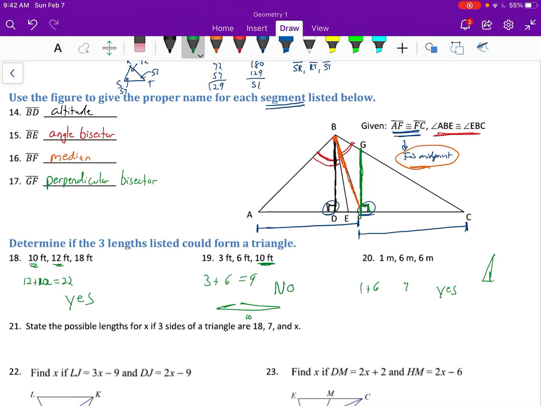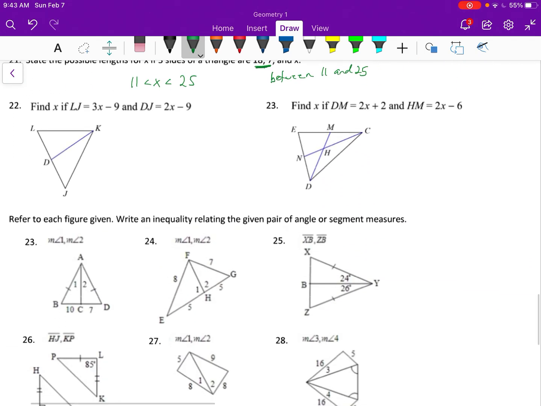All right, state the possible lengths for x if three sides of a triangle are 18, 7, and x. Well, we talked through this and worked through this when we learned it, and we then figured out a nice little way to remember this. We can put x in the middle with less than signs, and what you do is you subtract 18 minus 7 to get this side, so 18 minus 7 is 11. So 11 is less than x, and x is less than, and then you add 18 and 7, which is 25. So x has to be between 11 and 25. You could have written it in words between 11 and 25 if you're not as comfortable with the inequalities, but you really should be able to write the inequalities. Getting close to the end here.